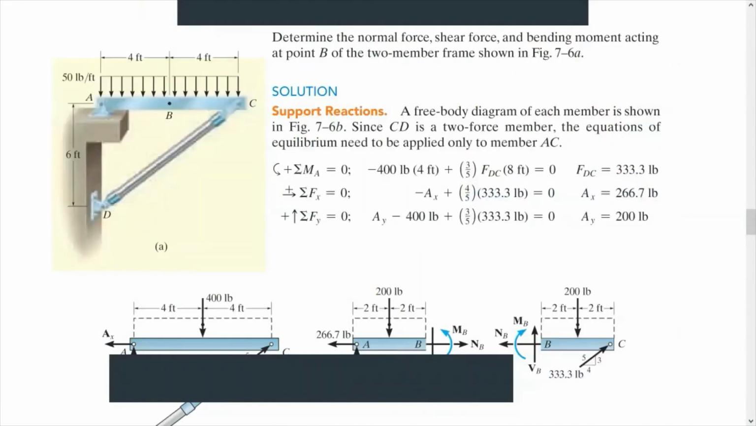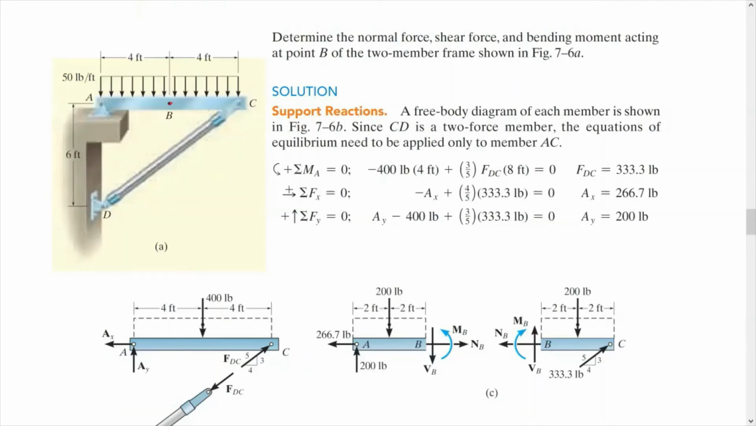One more example here, guys. In this example, we need to determine the normal force, shear force, and bending moment acting at point B of the two-member frame shown. This is just a frame because it has more than one structural member. So we care about this beam.